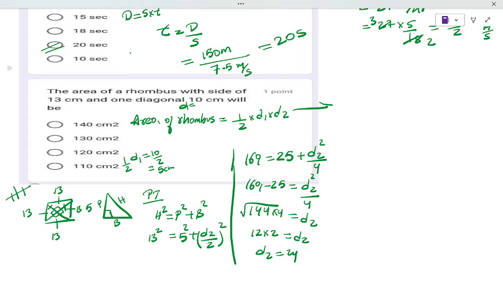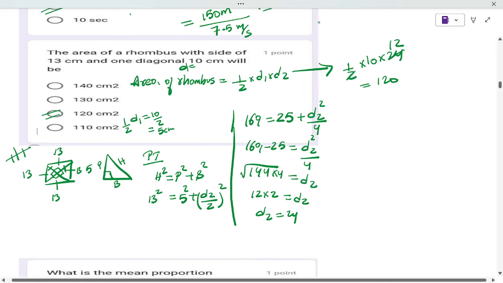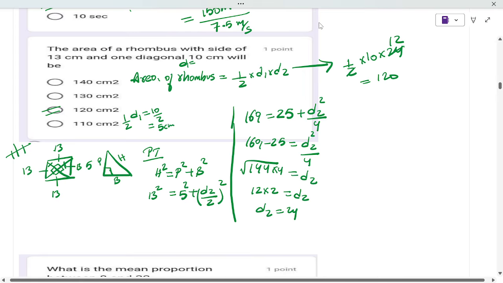So here the area becomes half into 10 into 24, which is 5 times 24, that is 120 centimeter square. Remember this: area is always in square units. It doesn't mean only centimeter square, it can be meter square also. But if it is volume, it will be cube. Area here means total surface area, which is included in mensuration.